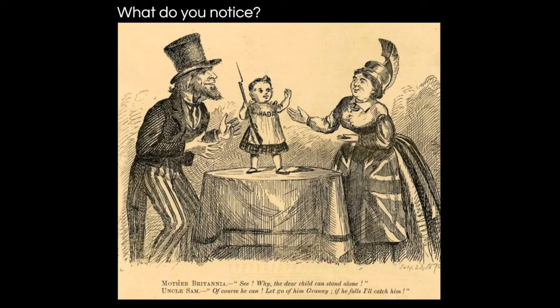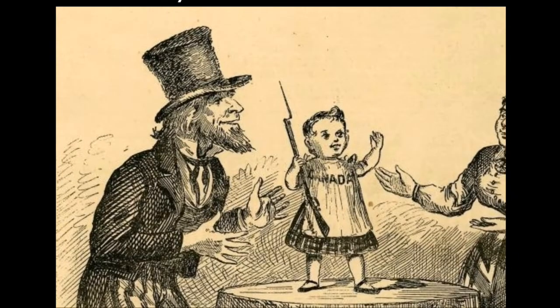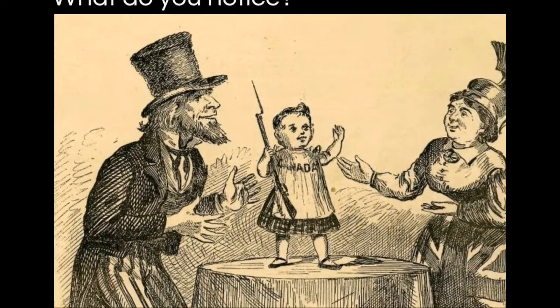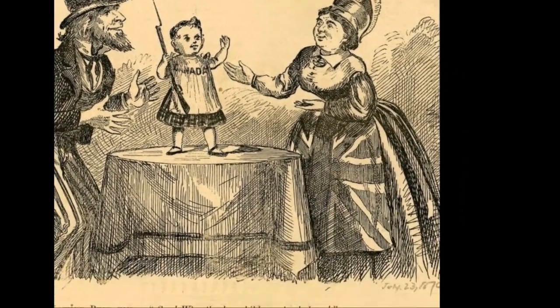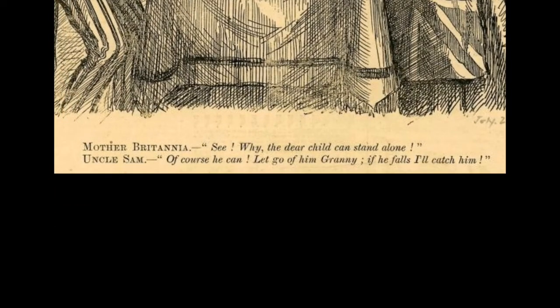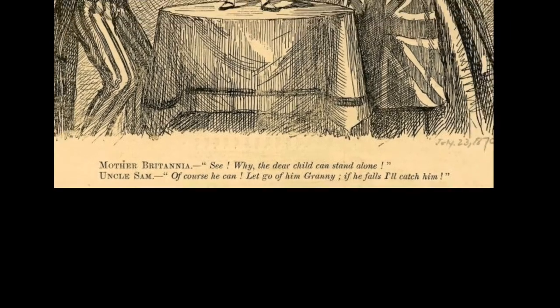And here we have, just after Canada was formed as its own country, Mother England there, Mother Britannia, Uncle Sam, the US, and then we have Mama England, as Canada is a little baby, and the mama is saying, "See why the dear child can stand alone." And Uncle Sam is like, "Oh, of course he can. Let him go, Granny. If he falls, I'll catch him."